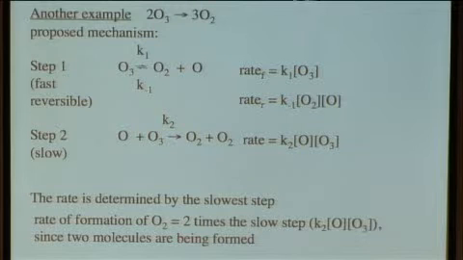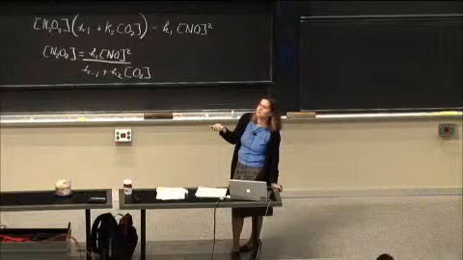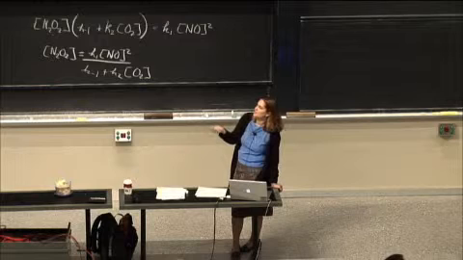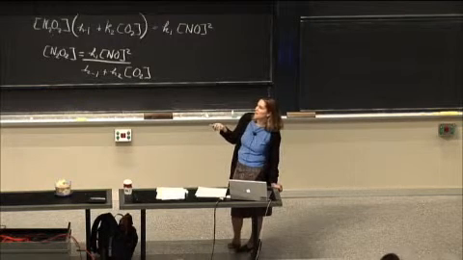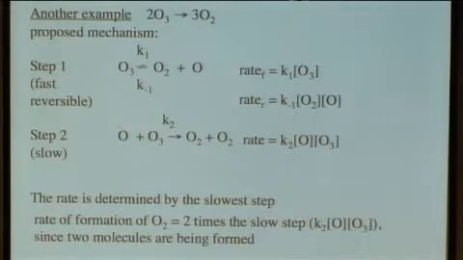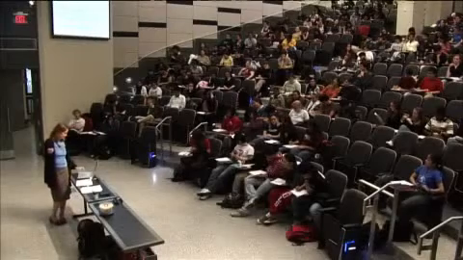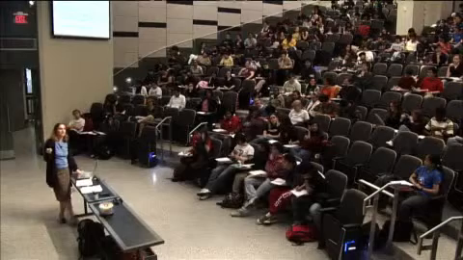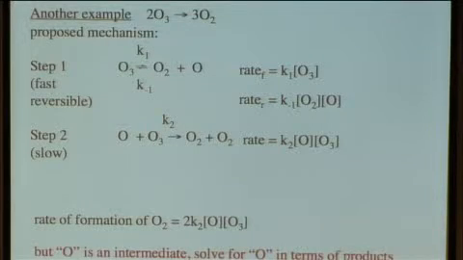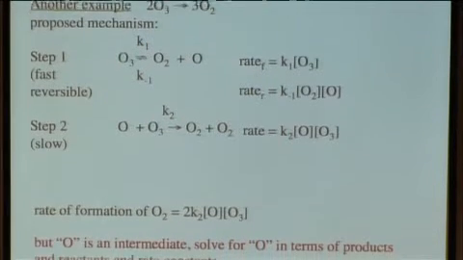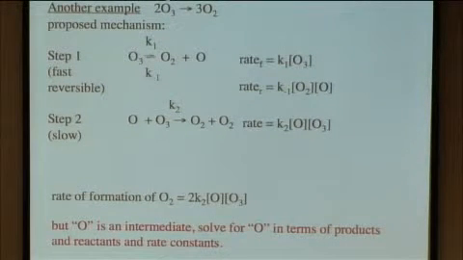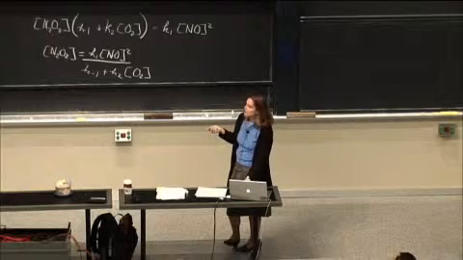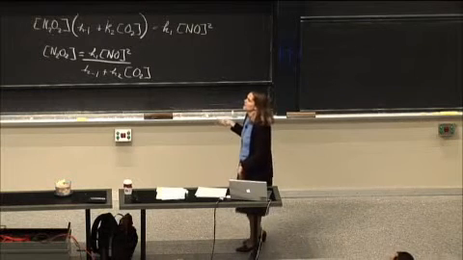Are we done? Was it that easy? Are we done? No. Why isn't this finished? There's an intermediate. Intermediates will not be your friend in doing these problems. Yes, we have an intermediate, so we're not complete. We need to solve for O in terms of products, reactants, and rate constants. So we're not done. We need to get rid of the intermediate.